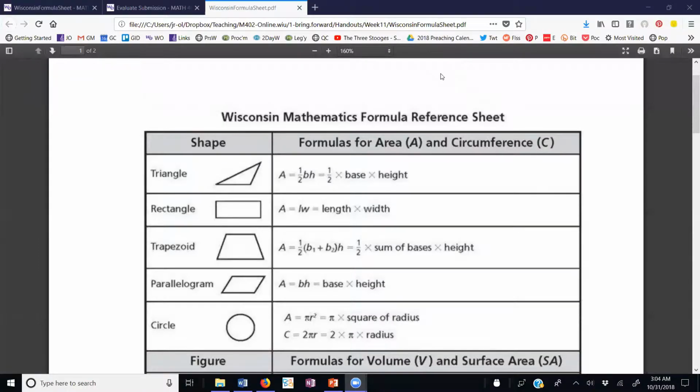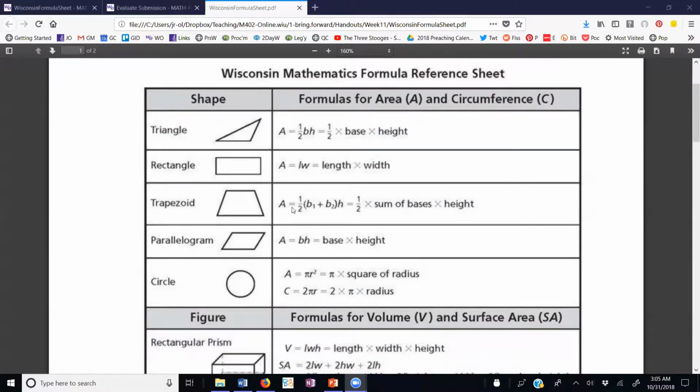The next thing I'd like to do is look at our formula sheet. This is what we call the Wisconsin Mathematics formula sheet. I found this online and I really like the way it's formatted. One of the things I'd like to point out right away is the way we use the term base. In a two-dimensional figure here, the triangle, area is 1/2 base times height. And this base refers to a length, and we use a lowercase b.